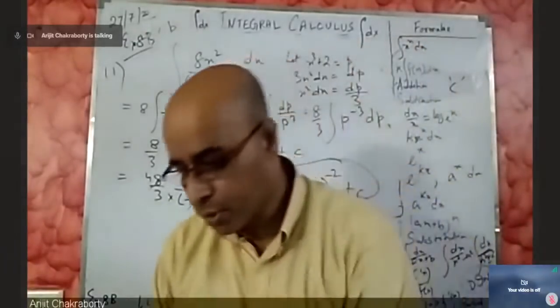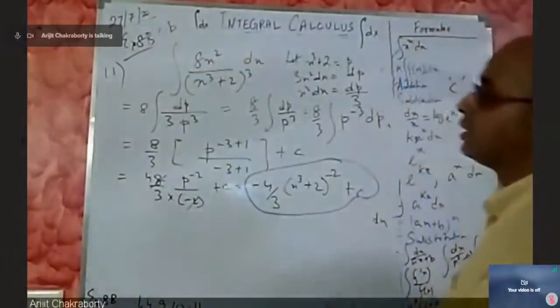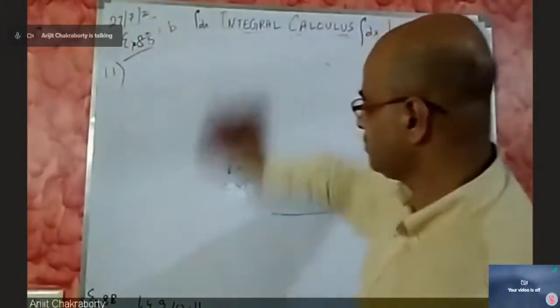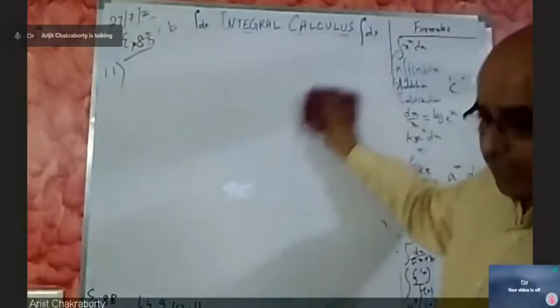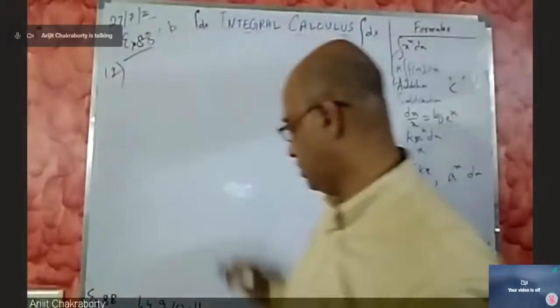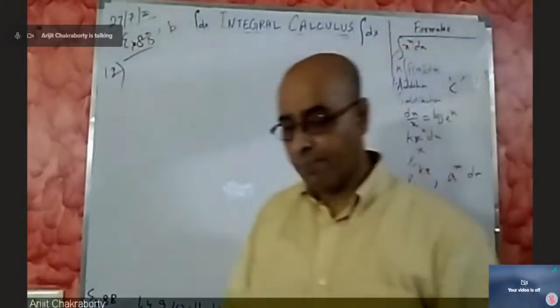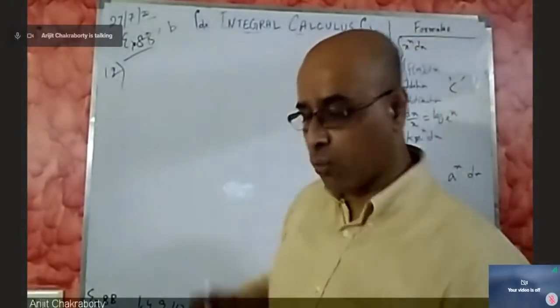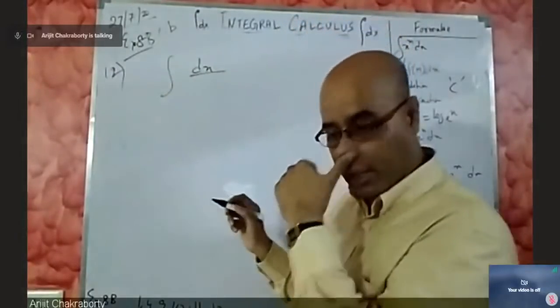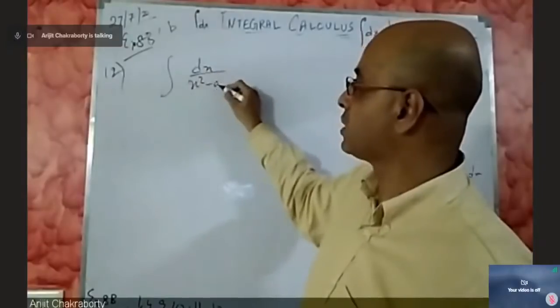Fine. Now we proceed to number 12. 11 is done. I am taking number 12 now. Okay. I am taking question number 12. Number 12 here. So question is integrate 1 by (x square minus a square) dx. x square minus a square.